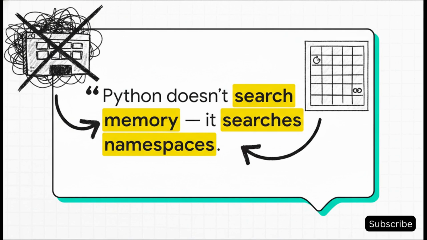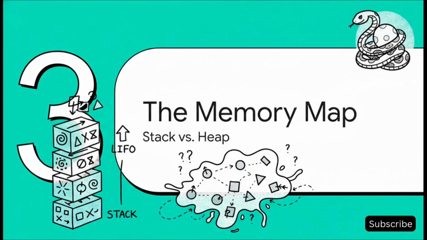And this is why namespaces are so important. When you ask Python for x, it doesn't wander around the entire memory warehouse looking for it. That would be so slow. Instead, it just does a super fast lookup for x in its current address book, the namespace. It's incredibly efficient.